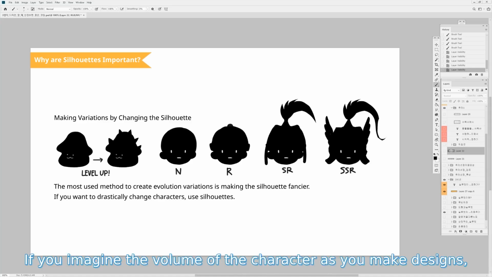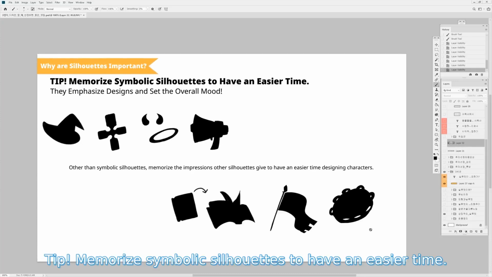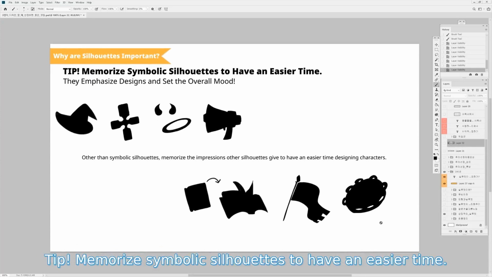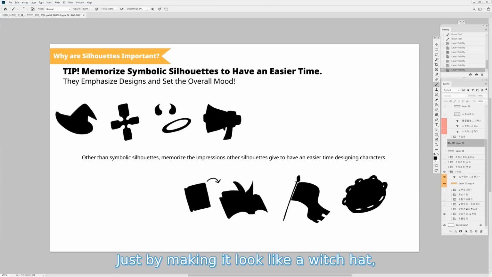If you imagine the volume of the character as you make designs, the 3D and orthographic drawing gets easier to make, and you can add interesting characteristics, which results in a richer design. Tip: memorize symbolic silhouettes to have an easier time. They emphasize designs and set the overall mood. Just by making it look like a witch hat, the character feels like a mage, and a cross makes things feel religious. A flag silhouette feels like a vanguard, and it also feels grand. It's good to memorize and use these silhouettes.